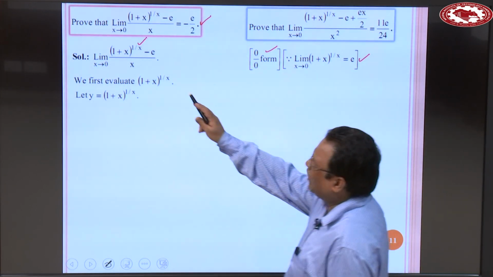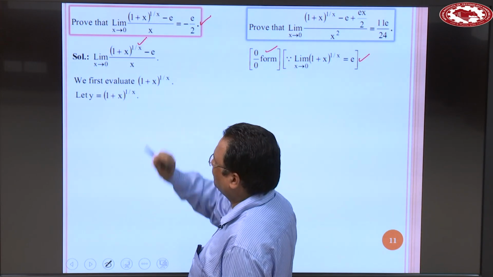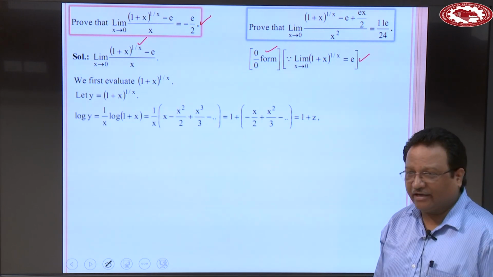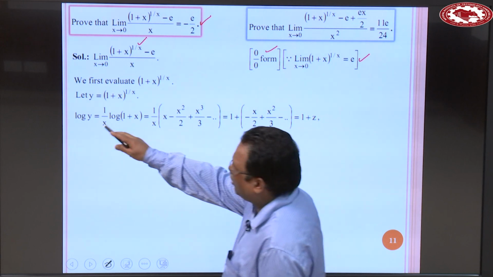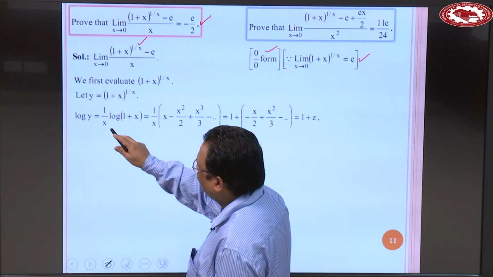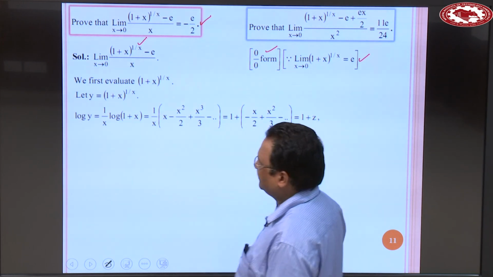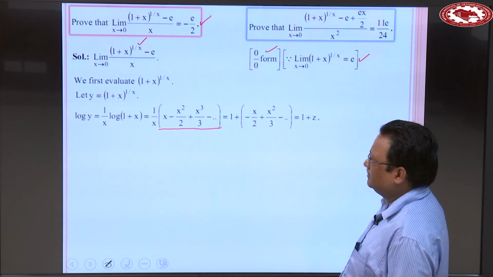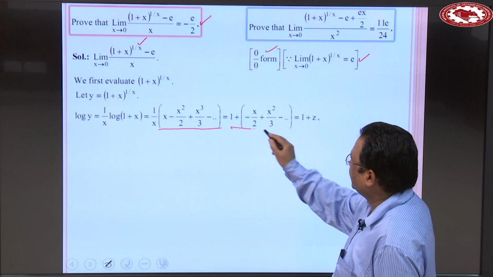Let us suppose y is equal to (1 plus x) to the power 1 over x. Taking log on both sides, we get log y is equal to 1 over x times log of 1 plus x. And log 1 plus x is this. Simplify, we obtain this.